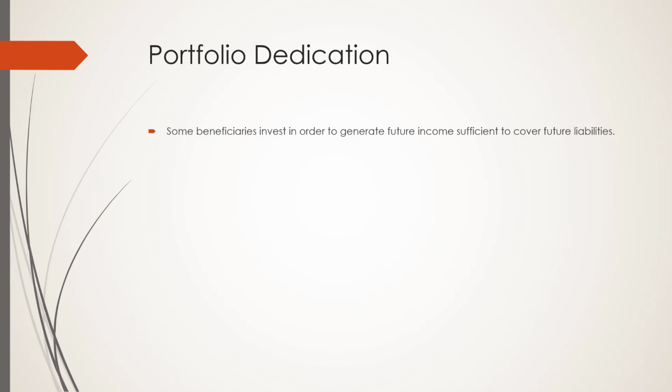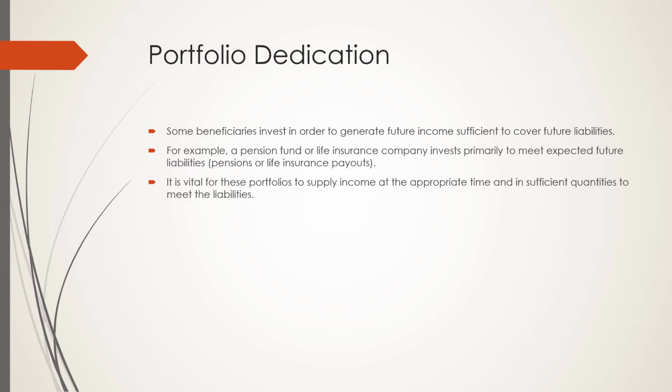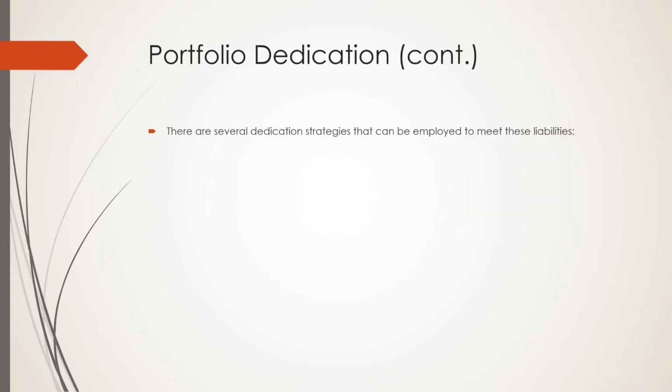A pension fund invests money so that they can pay retirement benefits to their members in the future. And in order to do these things, they dedicate a portfolio to generate the income to meet the liabilities when they arise. So the important thing is that these portfolios generate income at an appropriate time and in appropriate amounts to meet those future liabilities when they arise. There are several strategies that can be employed to do this: cash matching, which is what we're going to talk about today, immunization, and contingent immunization. We'll talk about these last two later on when we talk about bond portfolio management strategies.